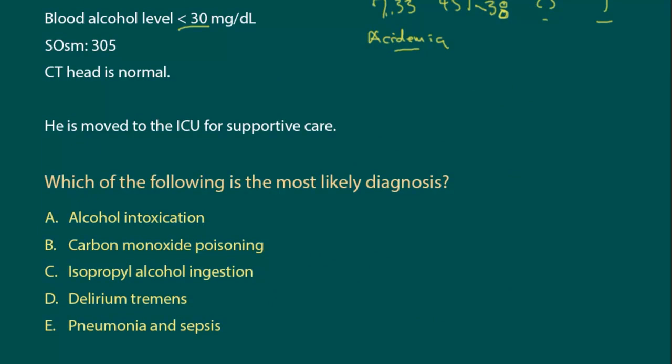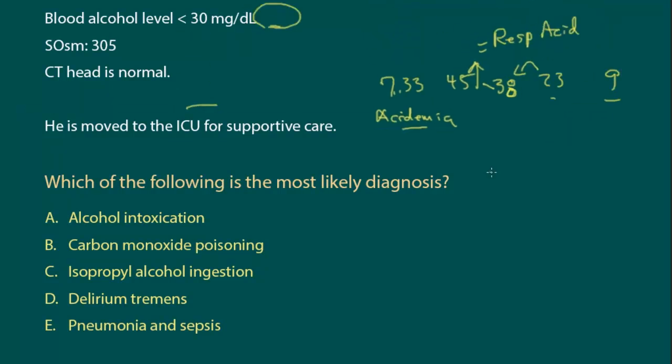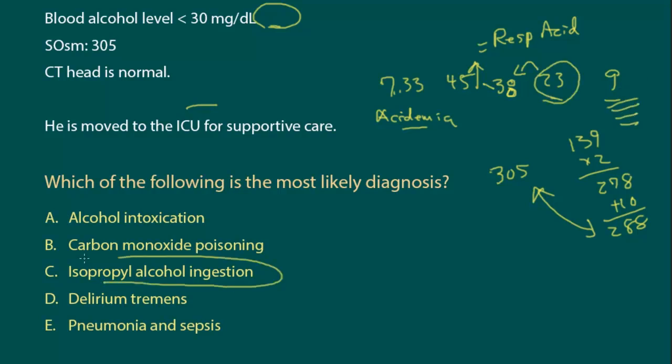This patient has a straightforward, simple respiratory acidosis. Now, this patient is obtunded, and we don't know why. So we would definitely do an osmolar gap. An osmolar gap is serum osmolality measured minus calculated. In this case, calculated is 2 times 139, which is 278, plus about 10, 288, from 305. So we do have an increased osmolar gap. Because this patient's metabolic status is normal, we would have to exclude isopropyl alcohol poisoning.